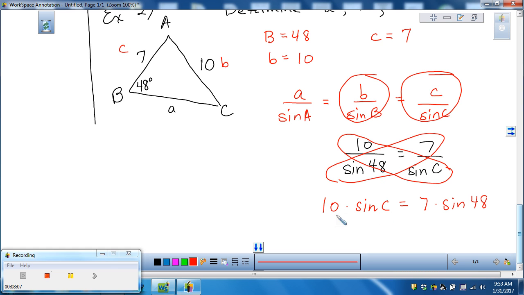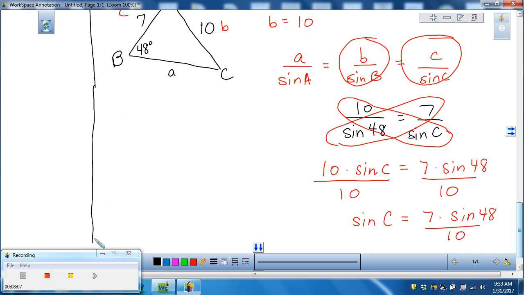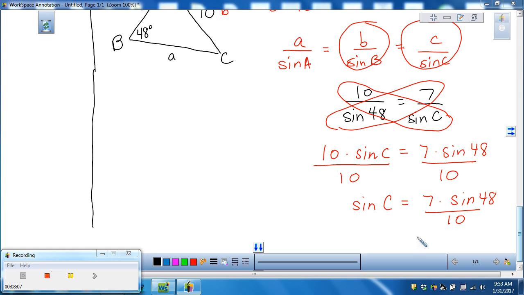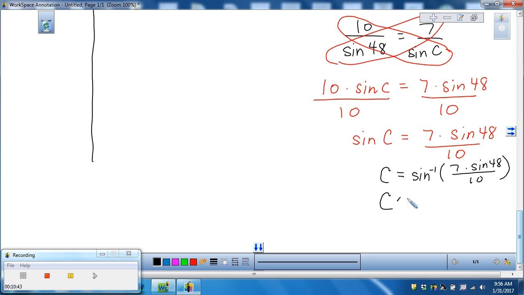We're going to divide both sides by 10. And we are left with sine of C equals 7 times the sine of 48 divided by 10. Now we have to remember how we finish solving for an angle. We have to undo the sine by doing the inverse sine on both sides. So sine to the negative 1 of 7 times sine of 48 over 10. And that's what angle C is going to be equal to. So let's put that in the calculator and see what we get. When we put that in the calculator, we get that angle C is approximately 31.3 degrees.